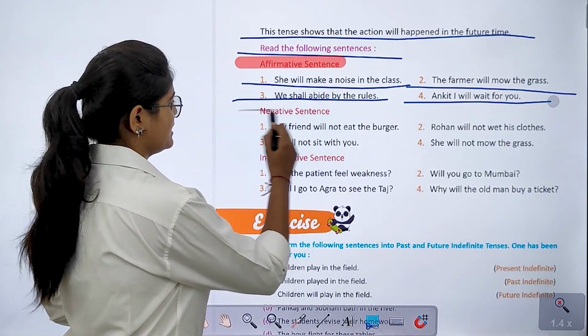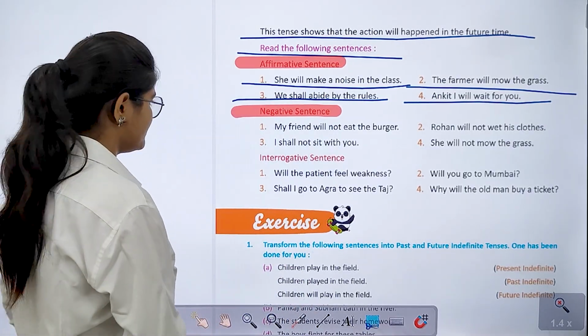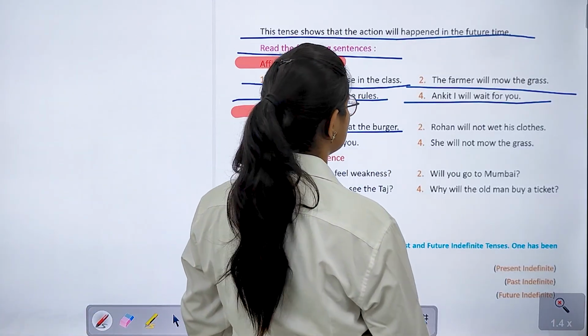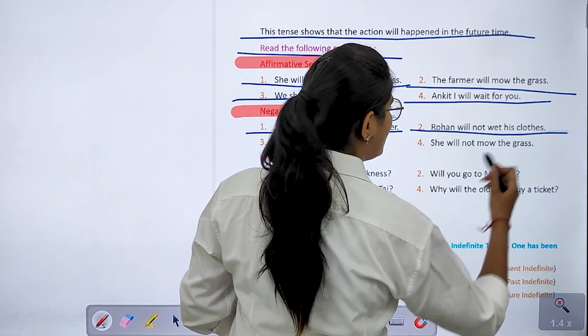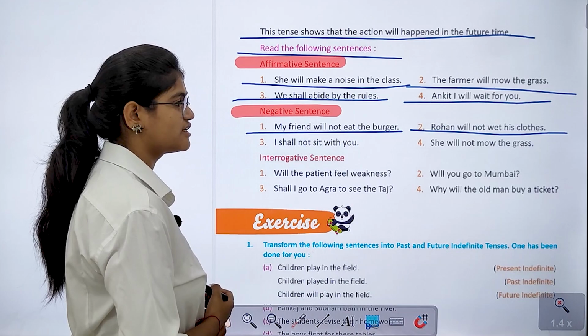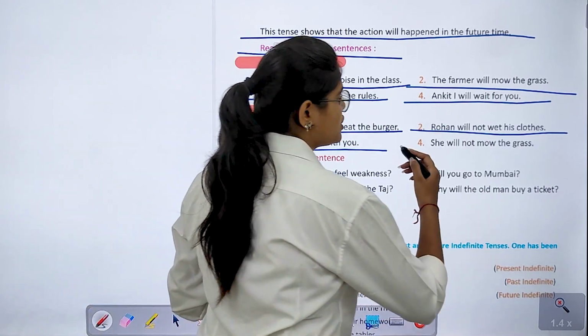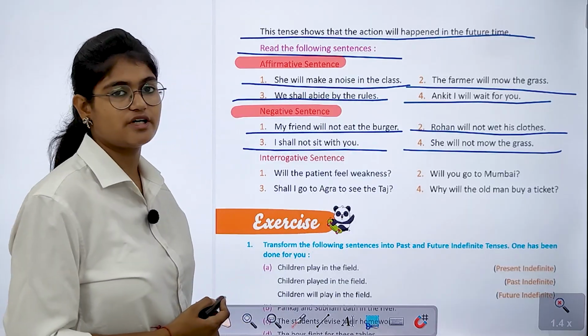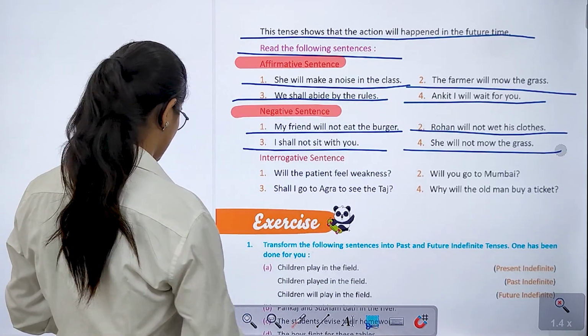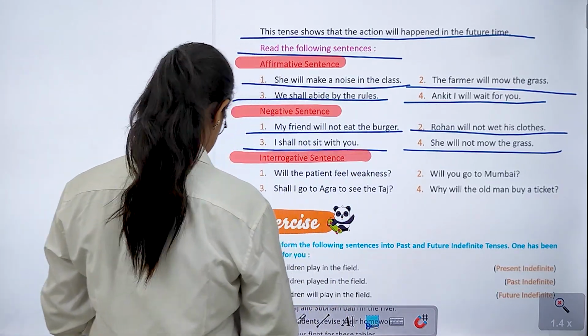Next are the negative sentences, which say: my friend will not eat the burger. Rohan will not wet his clothes. I shall not sit with you. She will not mow the grass. Right? After that, next is interrogative sentence.